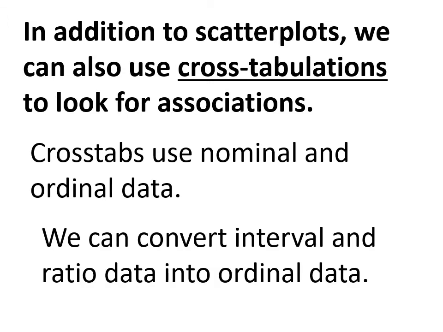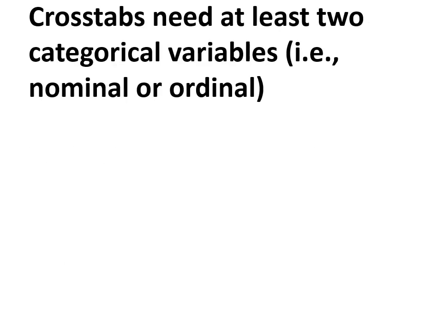But what happened with our RR data is that we converted that ratio level data on distance into ordinal data. Or some people would argue we converted it into nominal data, but I think it makes more sense to say it's ordinal data, even though it's just binary, 0 or 1. Okay. The thing about cross tabulations is that they need at least two categorical variables. Categorical variables is a term for nominal or ordinal level variables.